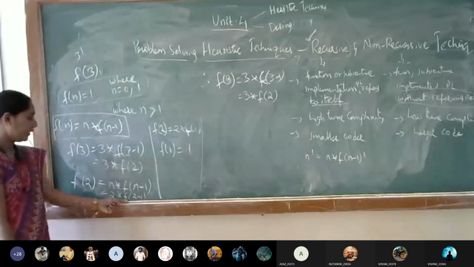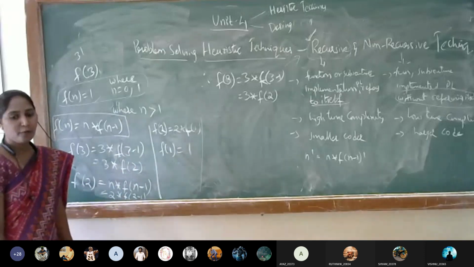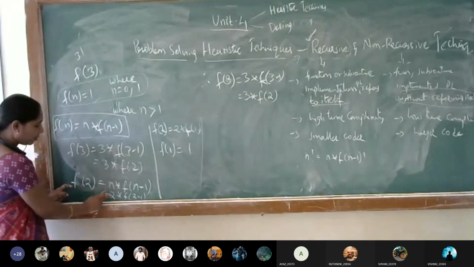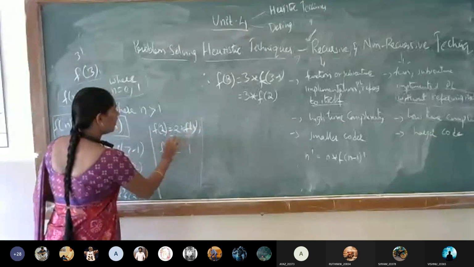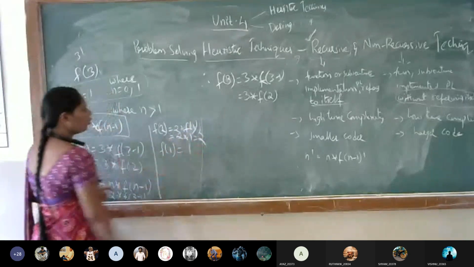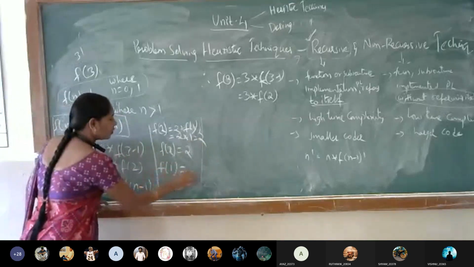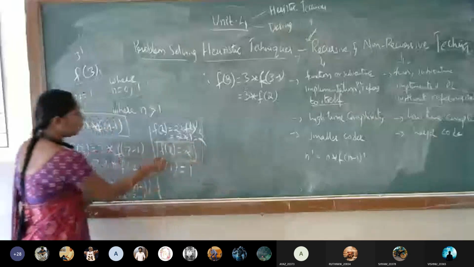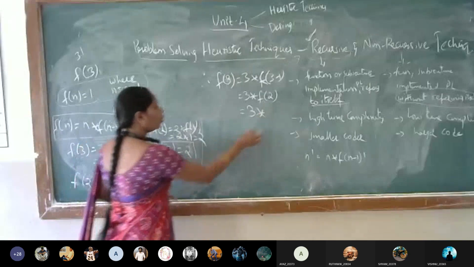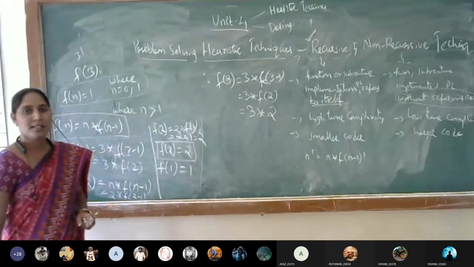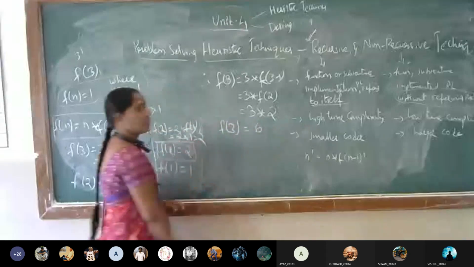What is the f of 2 value? f of 2 is equal to 2 into f of 1, which I have taken. So f of 1 is 2 into 1, which is equal to what? 2. Therefore, f of 2 is equal to 2 and f of 1 is equal to 1. So this f of 2 value I'll be substituting here. I'll be getting 3 into f of 2, which is 2. So 3 2s is equal to what? 6. So that's what I'll be getting: f of 3 is equal to 6.